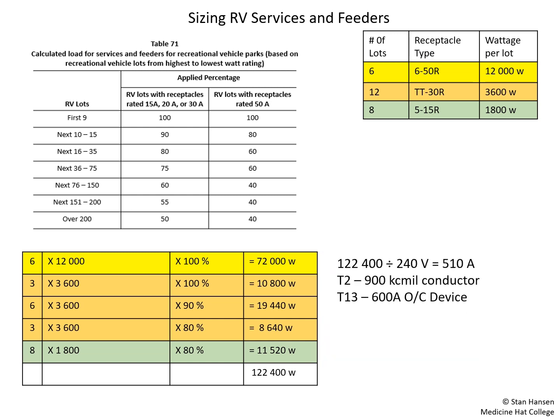Lastly, I will take my total calculated demand load divided by my voltage to get my total calculated ampacity of 510 amps. I take the 510 amps to Table 2, which states that I need to use a 900 kcmil conductor, and Table 13 tells me I need a 600 amp overcurrent device.